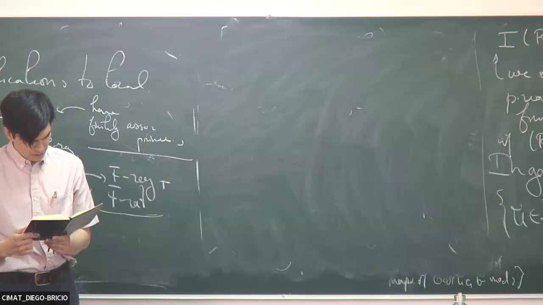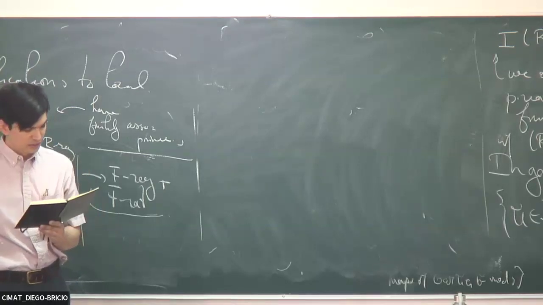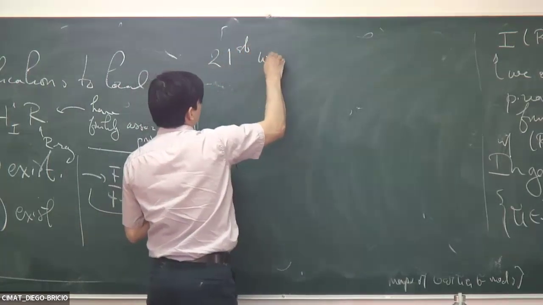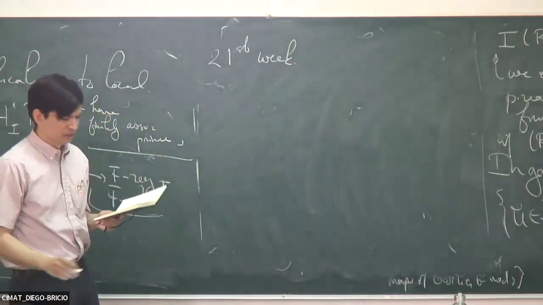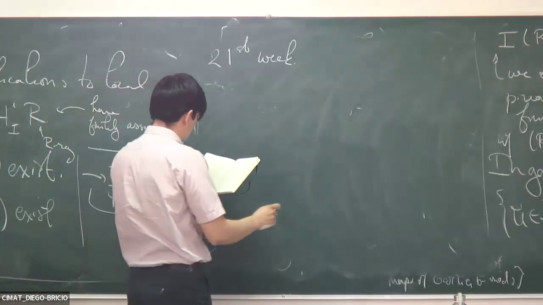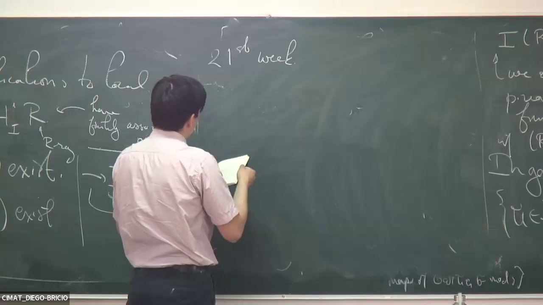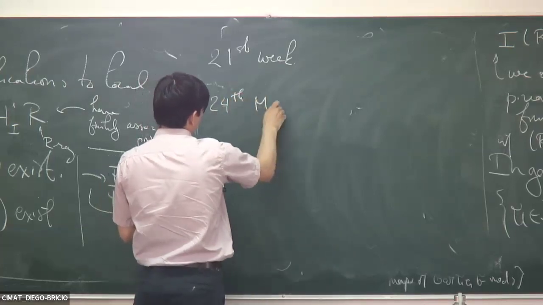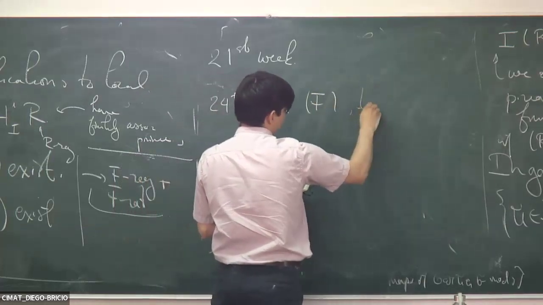the week of the 21st of May. From the 21st to the 25th of May. This would be the 21st week, when the course is finished. So I have here that the 21st of May, which is Friday, is the last Friday.